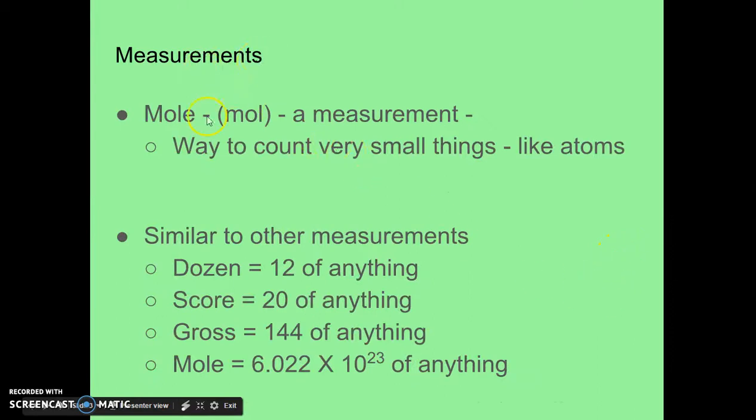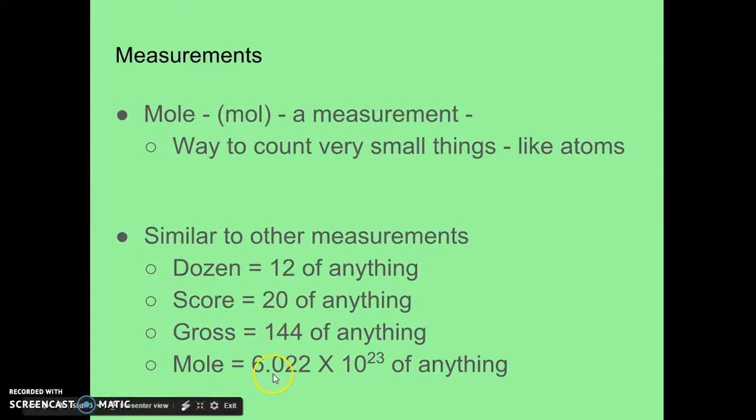So basic measurements: what is a mole? It is nothing more than a simple measurement. It's a way to count very small things like atoms. These are other measurements that you should be familiar with. A dozen means 12. A couple means 2. Score means 20, so if I said I had a score of this, I would have 20 of anything. A gross means 144 of anything.